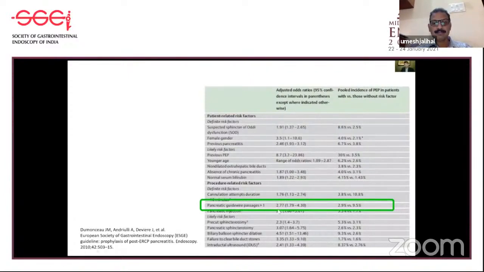If you look at it, the guide wire passage has an odds ratio of 2.77, almost as high as pancreatic sphincterotomy here. So one has to be careful. This is a very nice guideline that was published by the ESGE in Endoscopy.